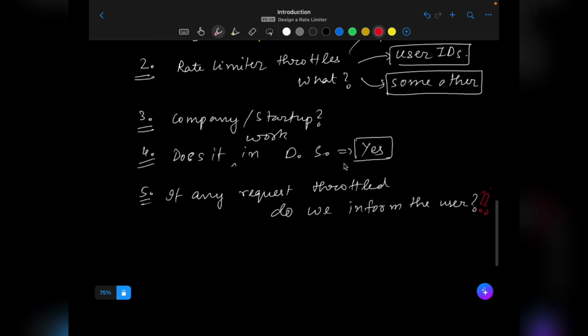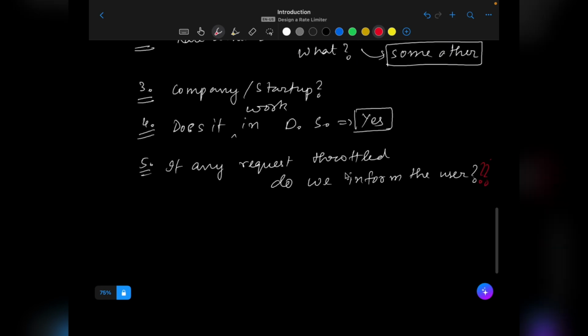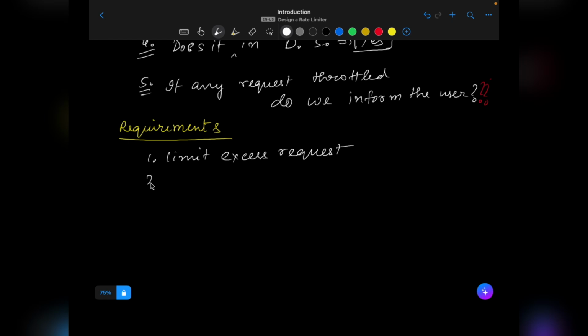So by these 5 queries asking the interviewer regarding your designing of rate limiter, we can list down certain requirements which we will refer while building the rate limiter. What are the requirements which we want? So first, the basic requirement of a rate limiter is limit access request. Second thing is limit the memory usage.